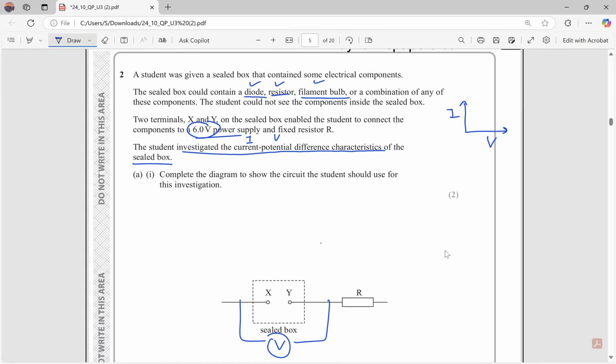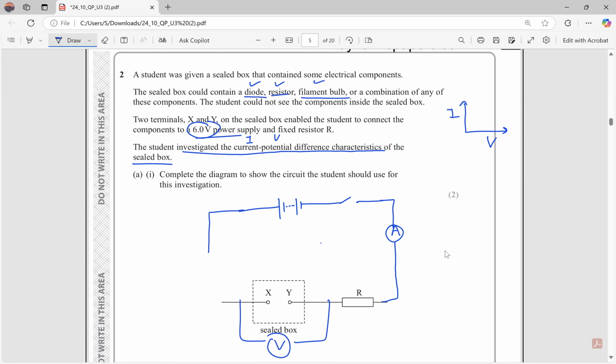So let's draw the battery first. So this is the battery. Okay. Because the student is just measuring the potential difference and the corresponding current, the only things we would need would be a voltmeter and an ammeter and a switch to turn the circuit on or off. So here's a switch, and I can place an ammeter here.